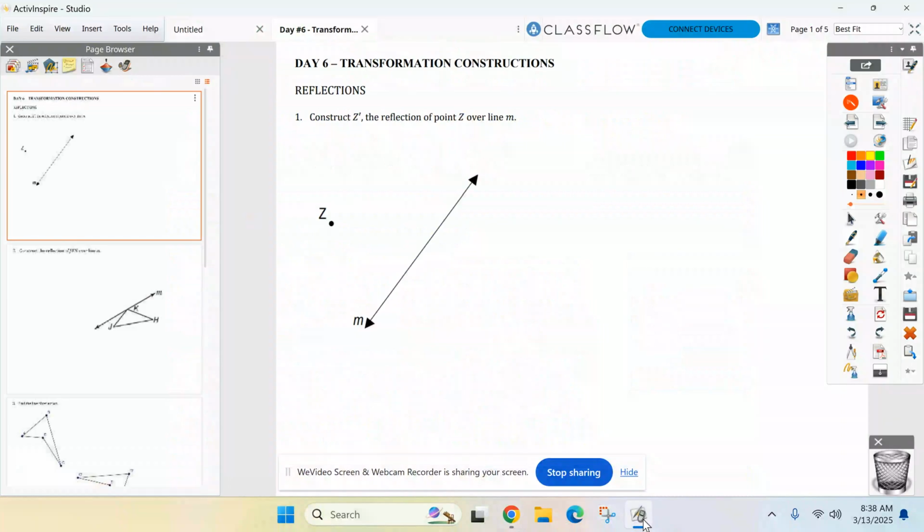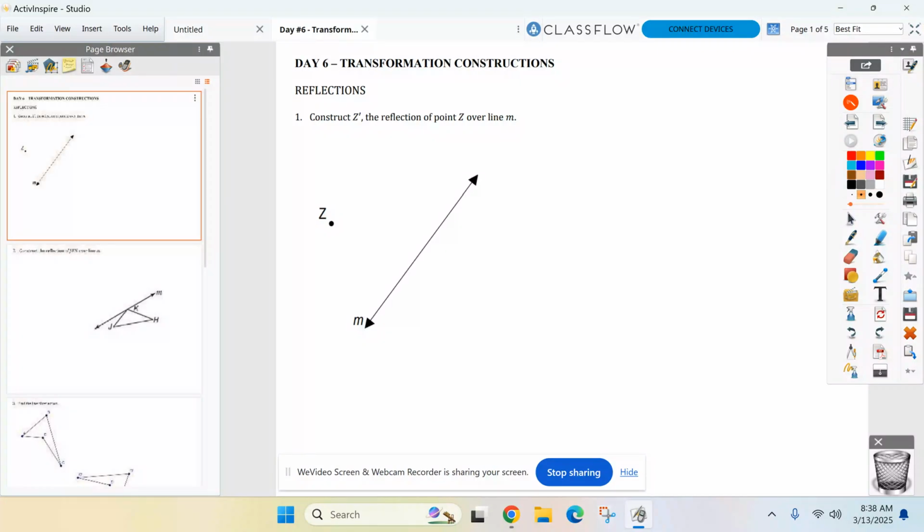All right, so today I'm going to show you how to reflect using your compass and straight edge, and I'm going to show you how to translate using your compass and straight edge. We do not do rotations with constructions. We just do reflections and translations. All right, so let's get this going here.